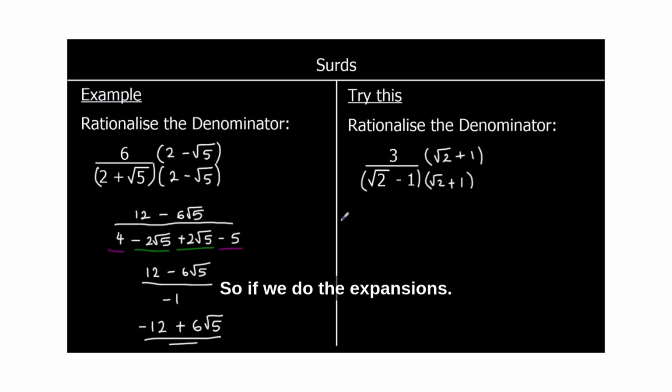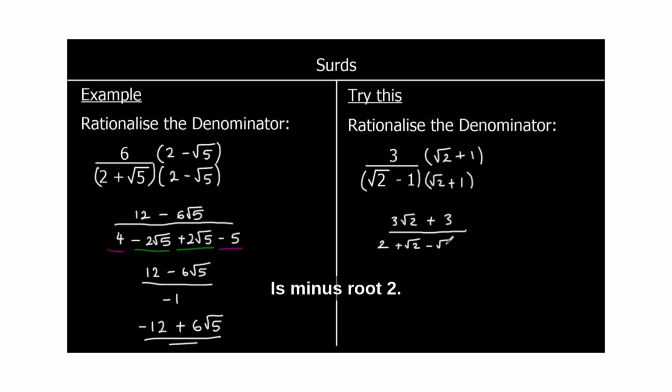So if we do the expansions, on the top, the numerator, root 3 times root 2 is 3 root 2. And 3 times 1 is 3. And the bottom, root 2 times root 2 is 2. Root 2 times 1 is just root 2. Negative 1 times root 2 is minus root 2. And negative 1 times a positive 1 is a negative 1.